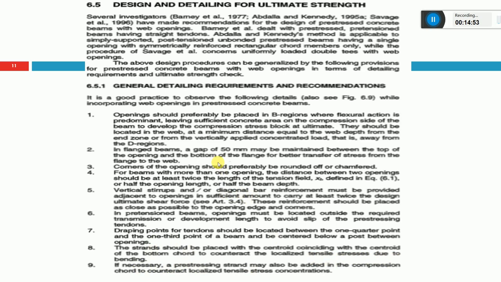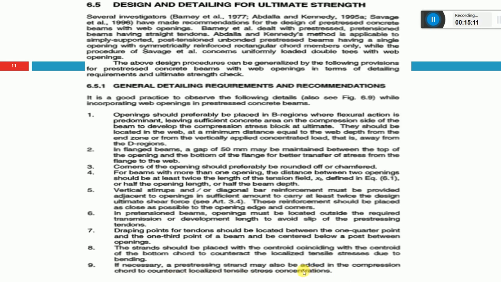I said already that the bottom chord is where the tendon should pass over it. We should not provide only the rod to make the behavior. If necessary, the prestress strand may also be added in the compression chord to counter the localized tensile stresses.